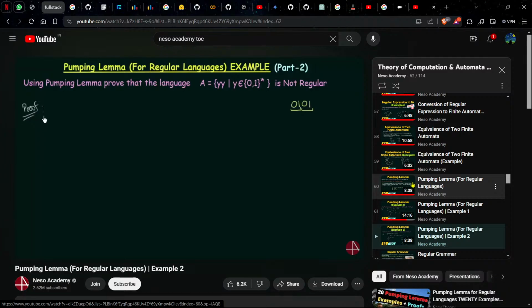So for the proof, what we'll do is we'll first assume that A is regular. So this is how we do it. We'll first assume that it is regular, and from the steps that we will follow, we will derive a conclusion that will contradict our assumption, and from the contradiction, we will prove that it is not regular. So first we assume that it is regular.